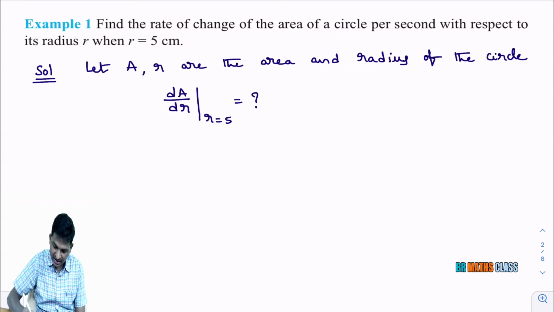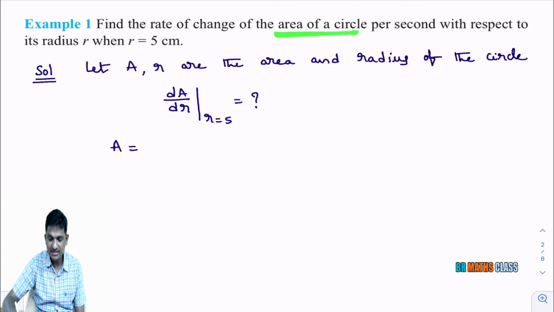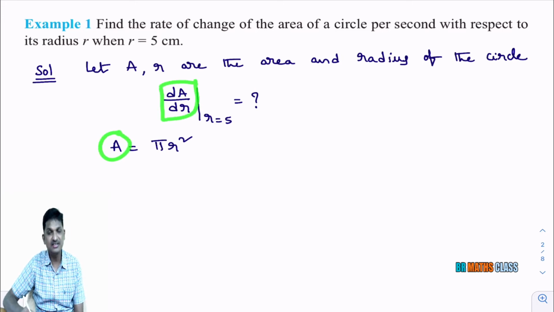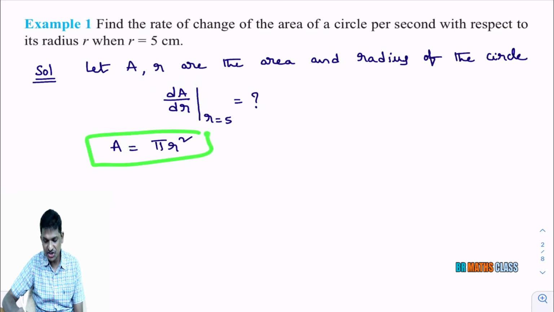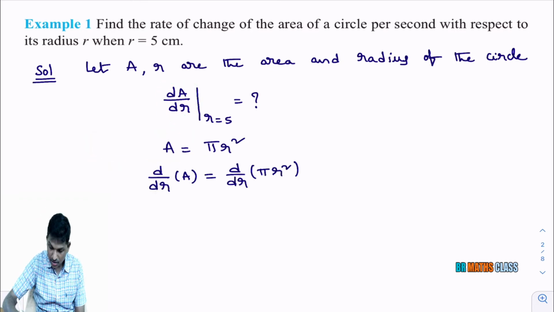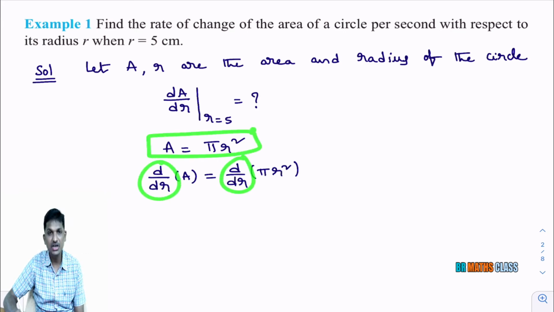To do this further, I'll consider the area of circle formula. Just now we learned area of circle is pi r square, and circumference of the circle is 2 pi r. Here I need to use the area of circle formula: area of circle is pi r square. What I want is dA by dr. Here A is there, so how will I get dA by dr? To this equation, I will differentiate with respect to r on both sides.